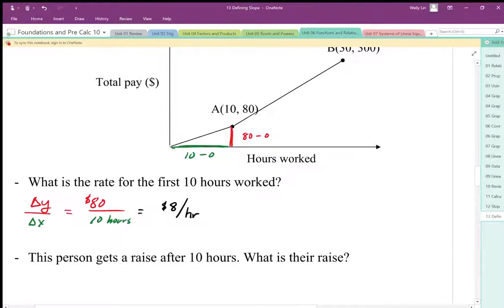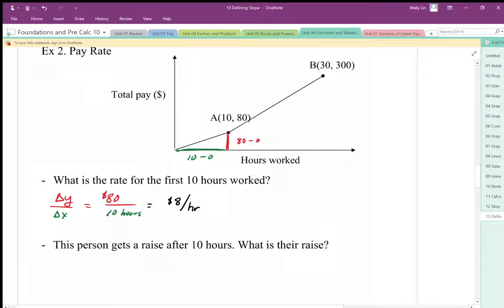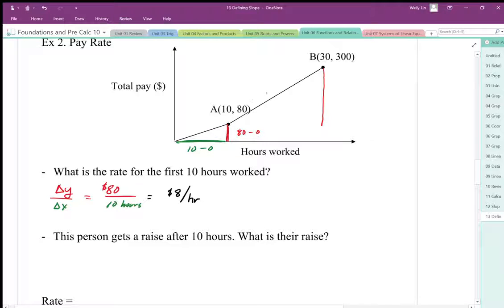After 10 hours, they get a raise. So we want to know what the raise is. So we want to first of all figure out the rate of change for the next 20 hours here. So they earn $300, but they started at 80. So the change in pay is going to be $220. So they earn $220.